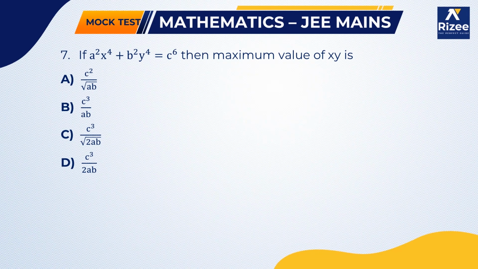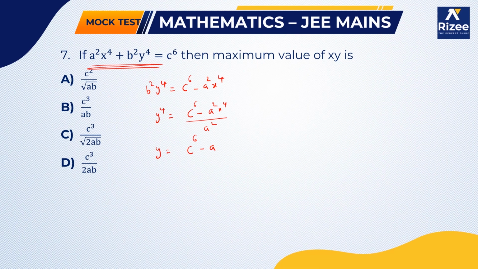So I am converting the equation into a differential equation. How should I convert? b square y power 4 equals c power 6 minus a square x power 4. So y power 4 is equal to c power 6 minus a square x power 4, divided by b square. Y is equal to (c power 6 minus a square x power 4 by b square) whole power 1 by 4. Differentiate with respect to x.